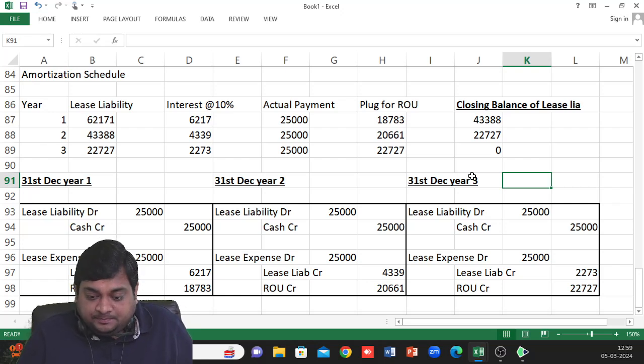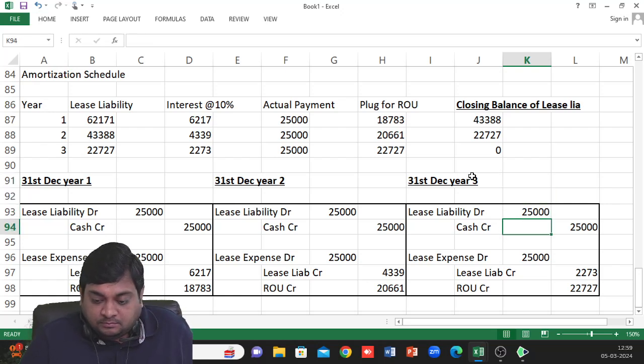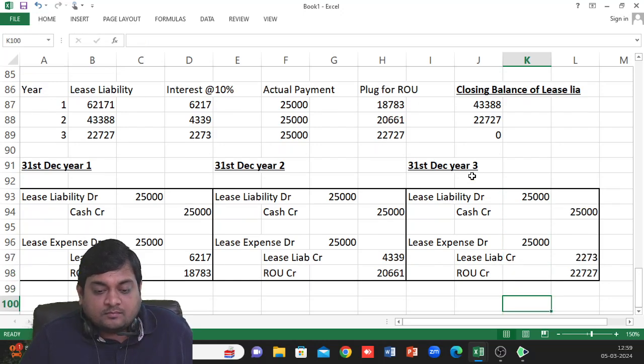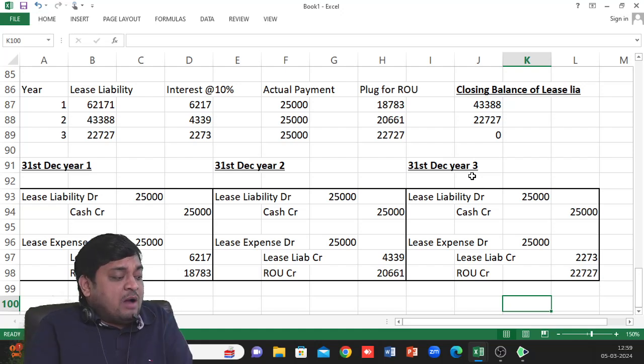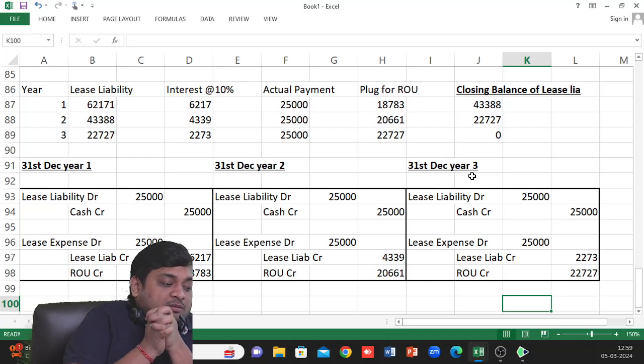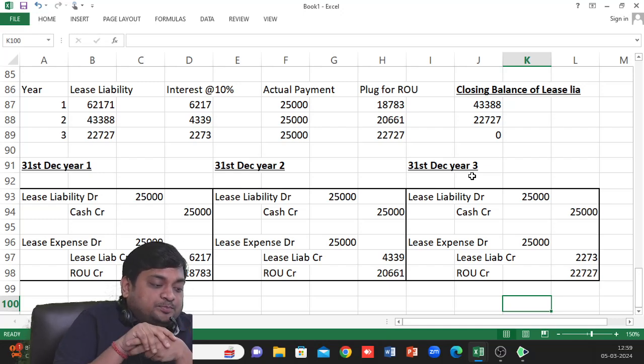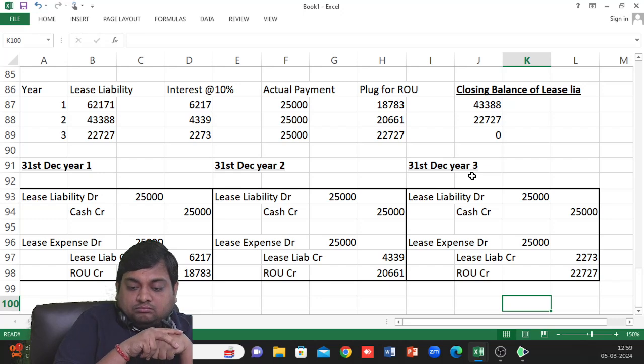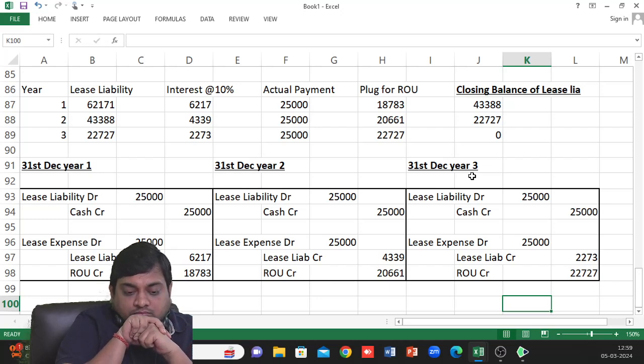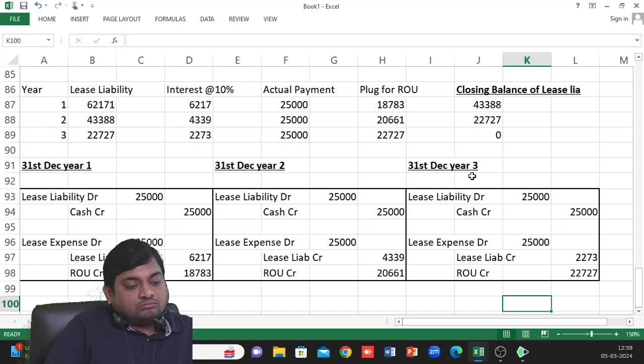Is it fine? So this is how amortization is done. Is it okay?